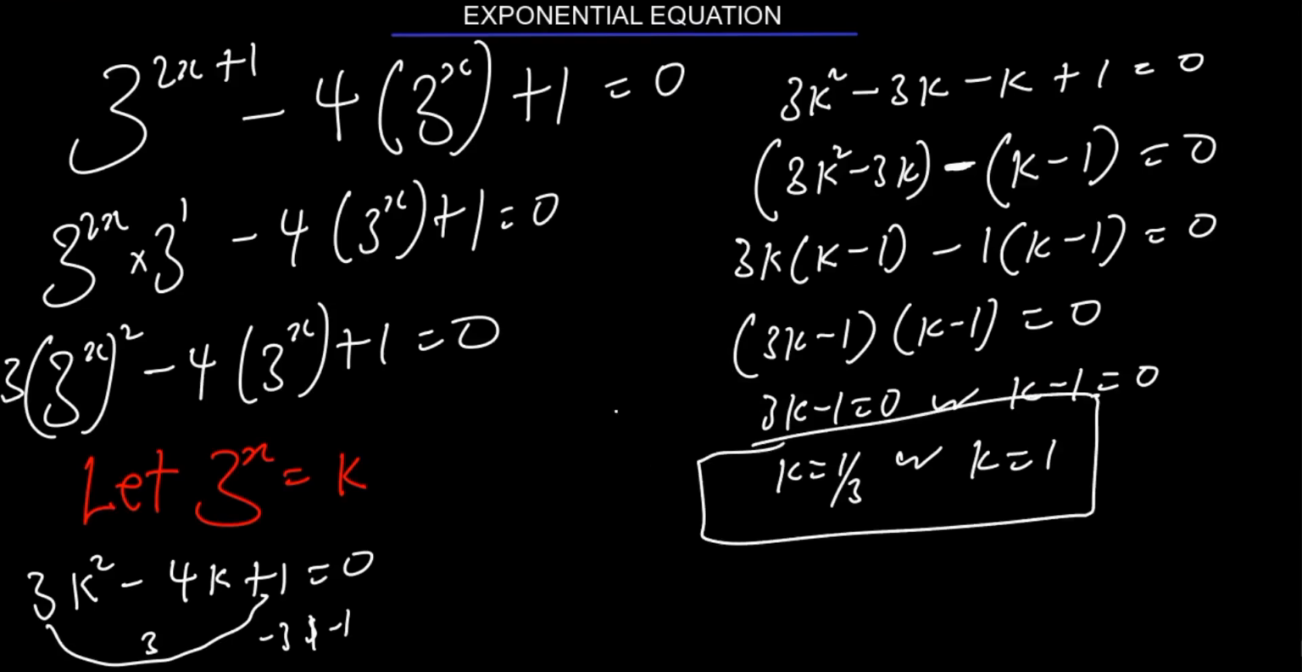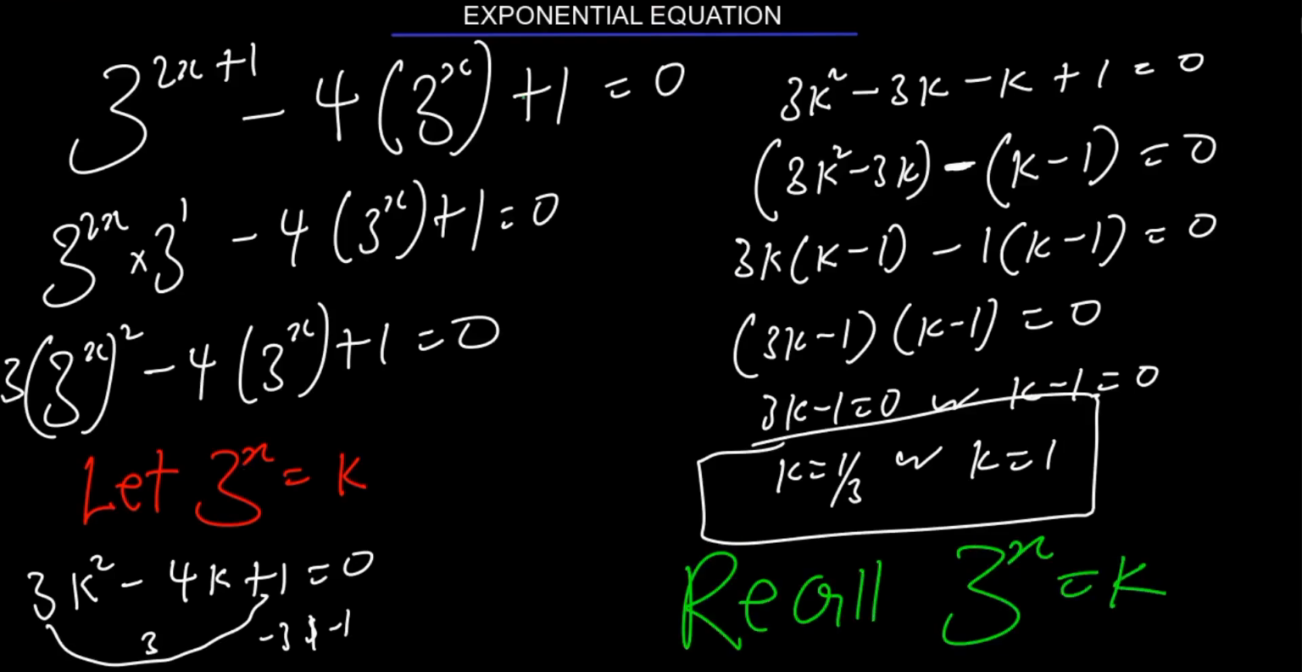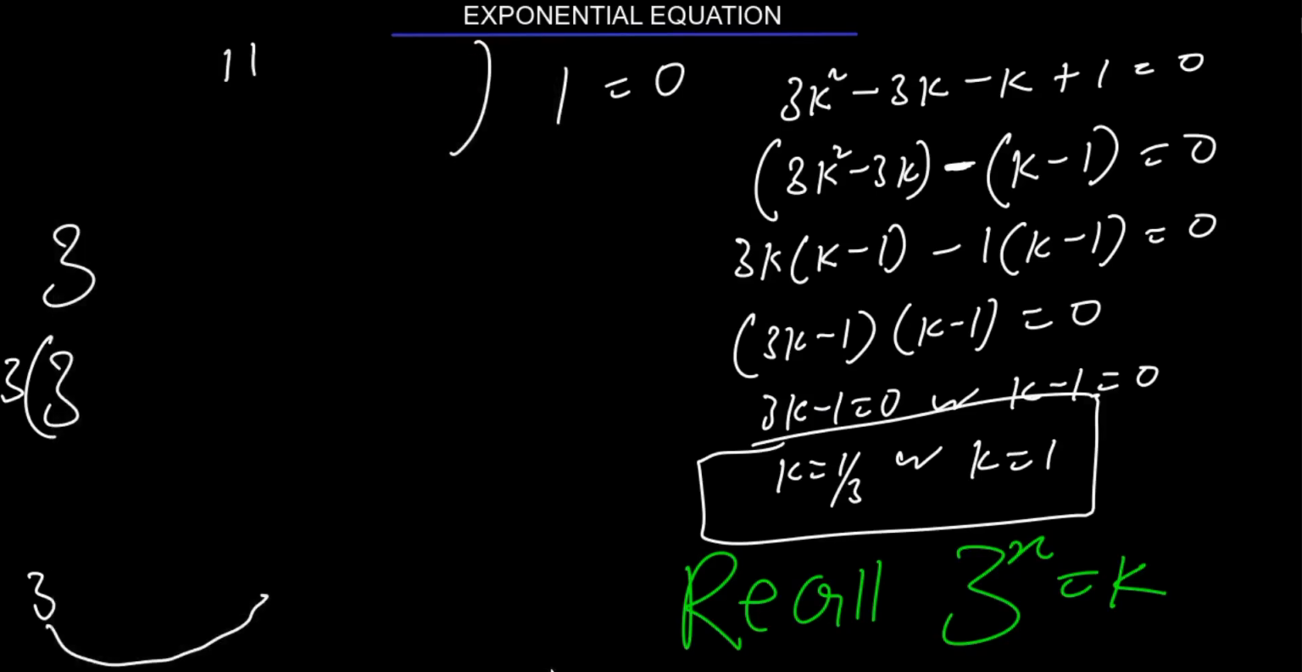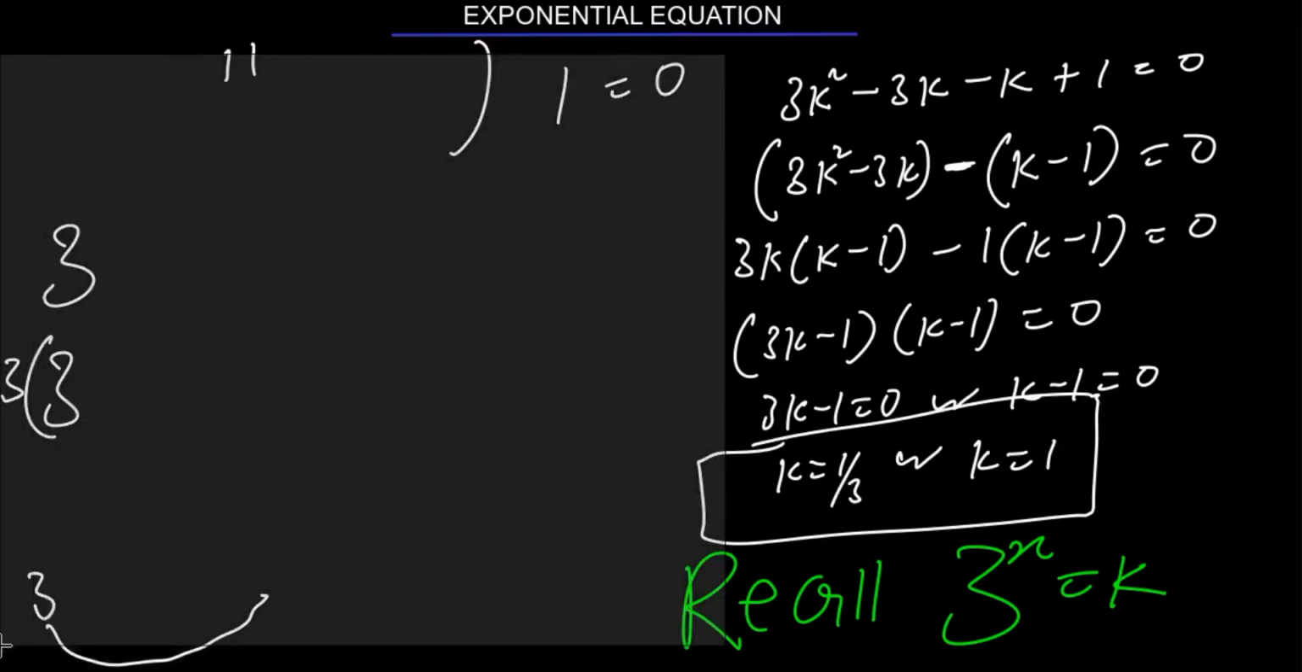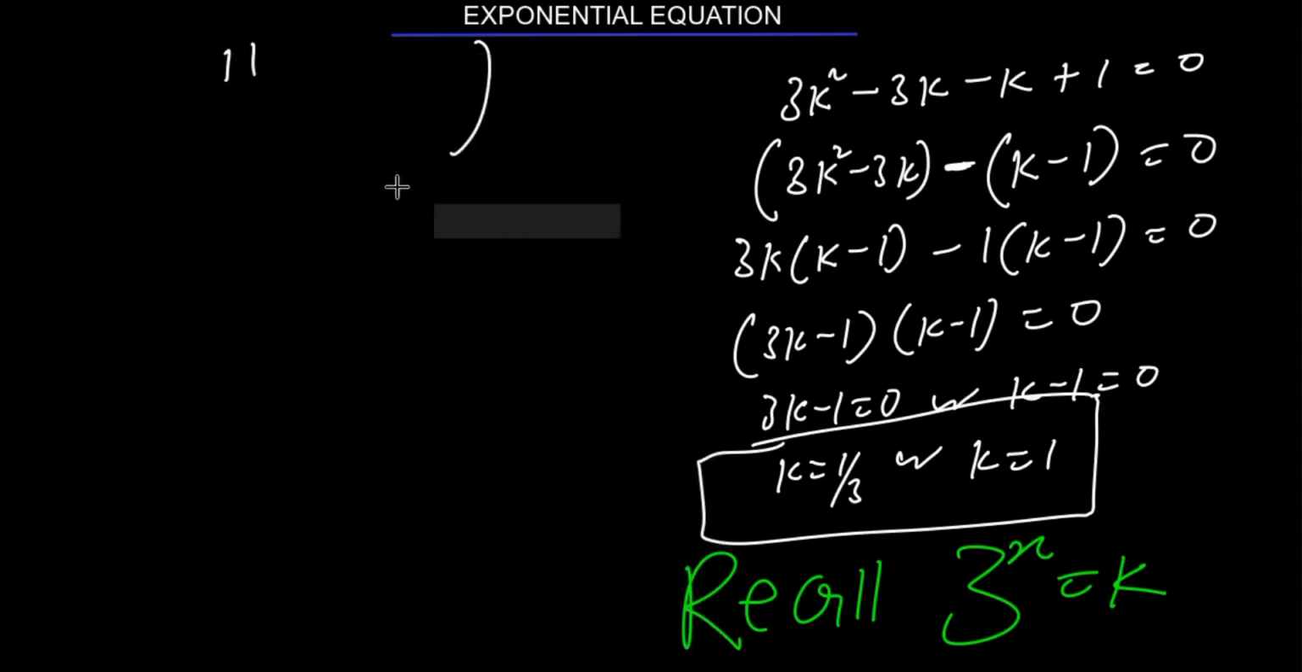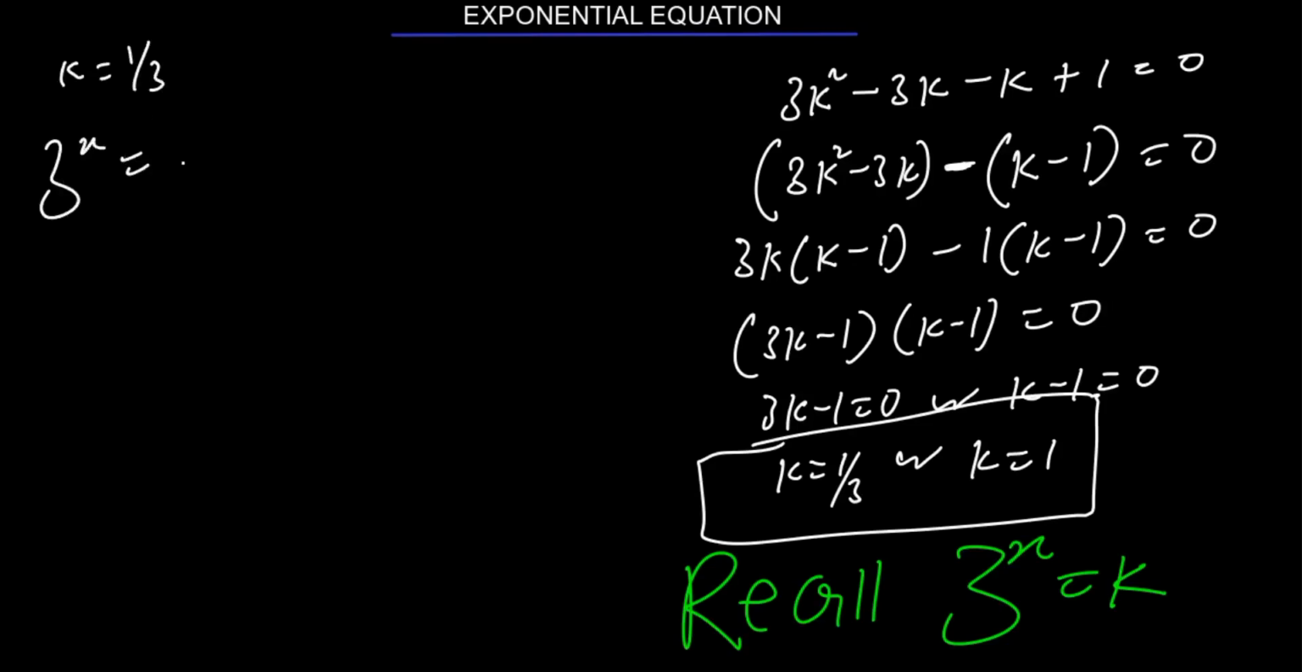Now remember that the question did not want me to find k, it is x. Remember that 3 raised to power x equal to k. Recall that statement. Now after recalling that statement, then we solve. Now when my k is equals to 1 over 3, then you have 3 raised to power x equal k, which is 1 over 3.